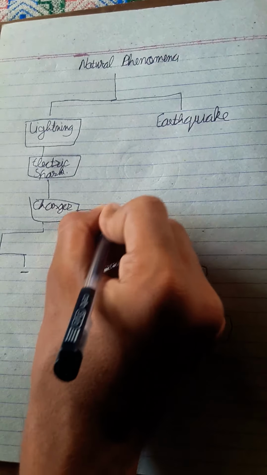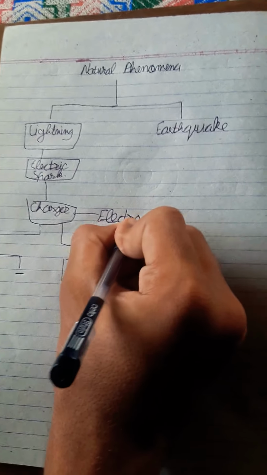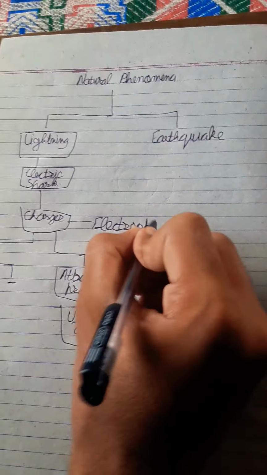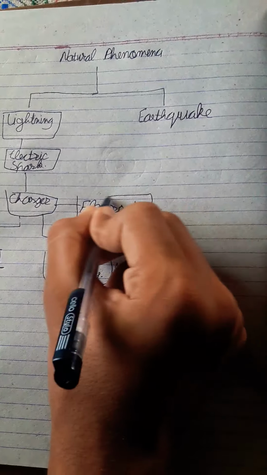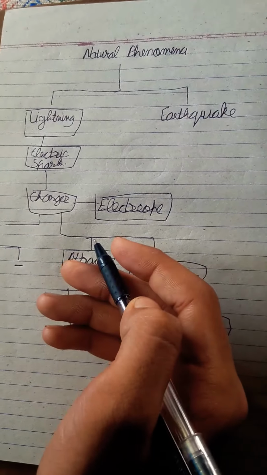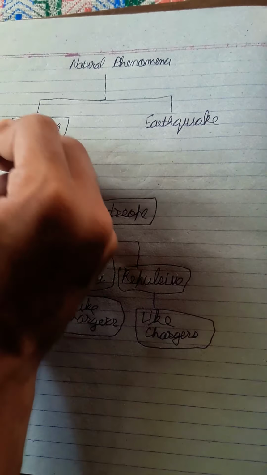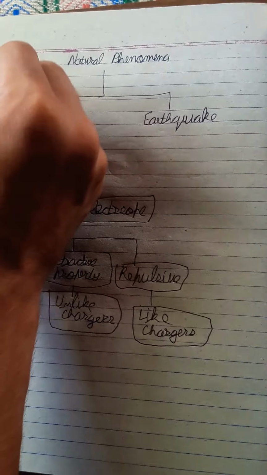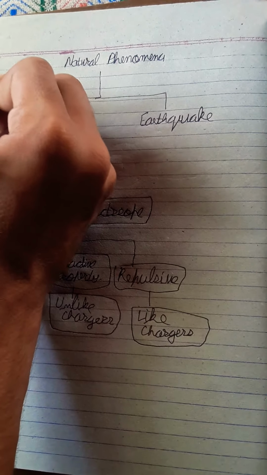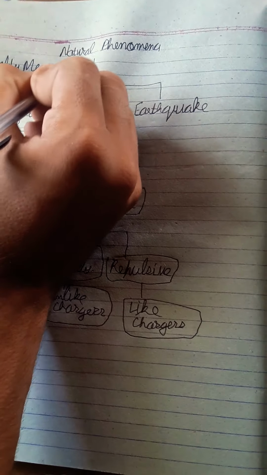The charges can also be detected by the electroscope, which we learned about. So this is an electroscope, and we learned how to take precautions: avoid using electrical appliances, avoid contact with running water, and avoid using telephones. These were some safety measures.